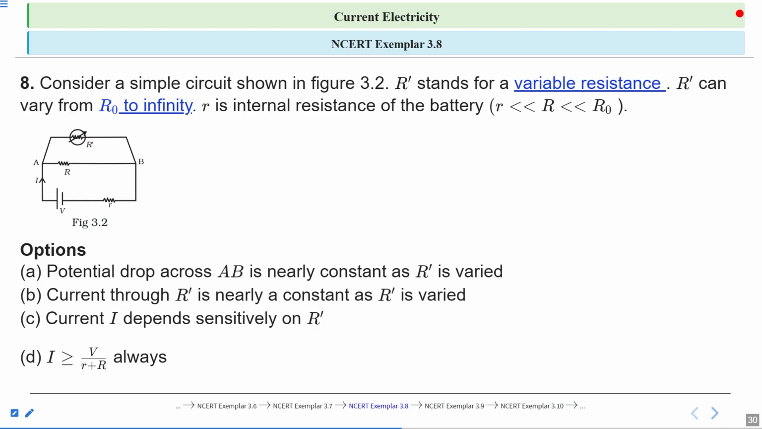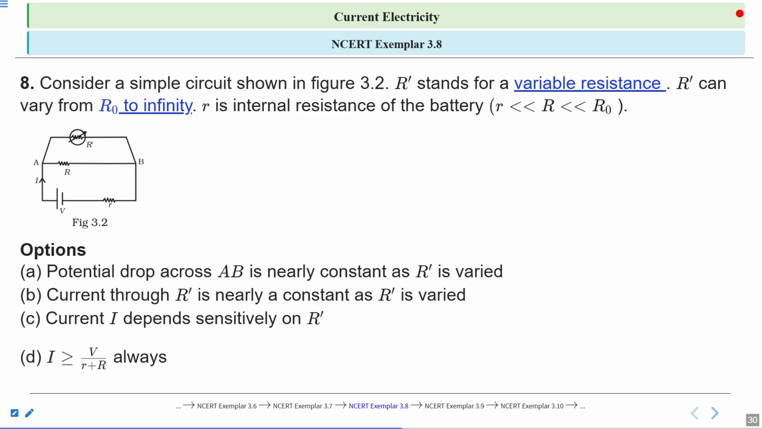Capital R is also given, a resistance connected between A and B. There are two resistances connected between A and B. One is R, which is fixed. One is R dash, which is variable. And there is small r in figure 3.2, the internal resistance of the battery having potential difference V, and current I is flowing through the circuit. So R dash is varying from R naught to infinity.